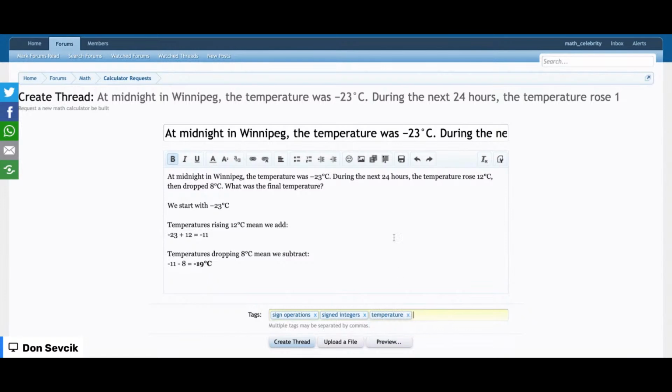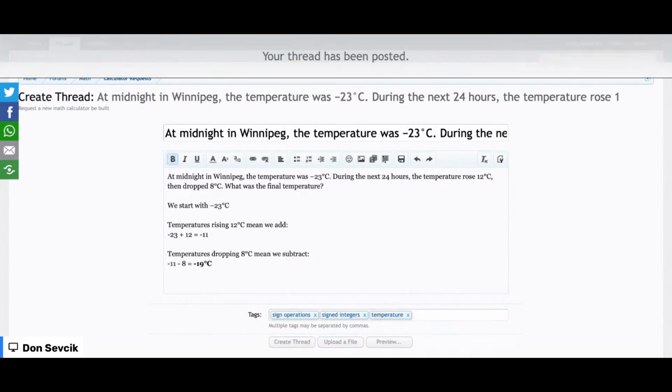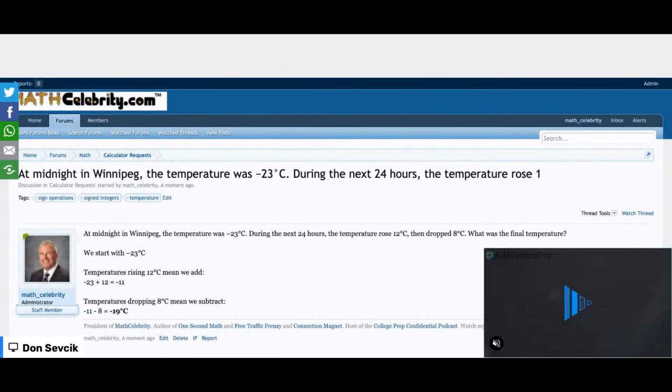So temperature. The key here was you have to know if the temperature rises, you're adding. If the temperature falls, you're subtracting. And we're getting a grand total. We start with negative 23, add 12, subtract 8. We get our final answer. All right.